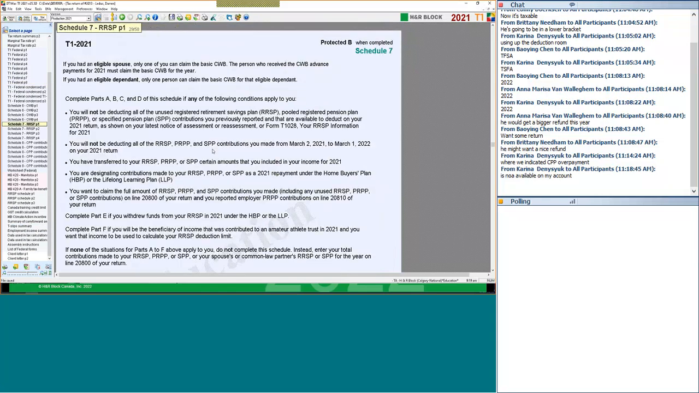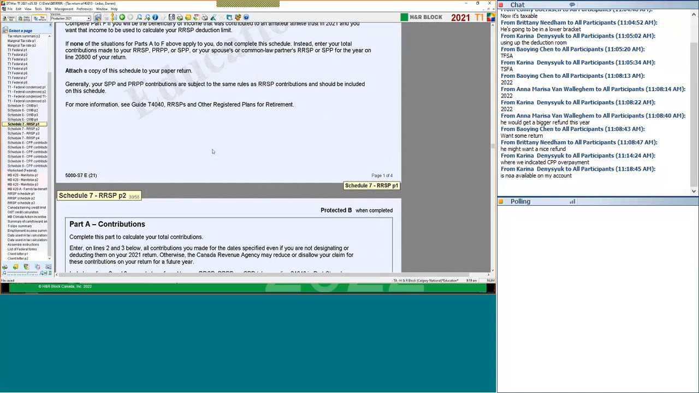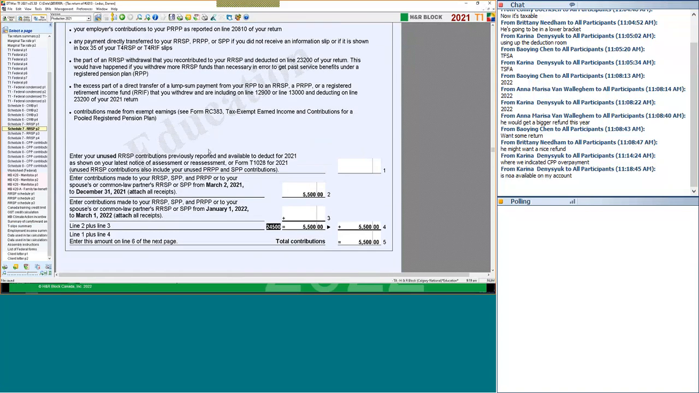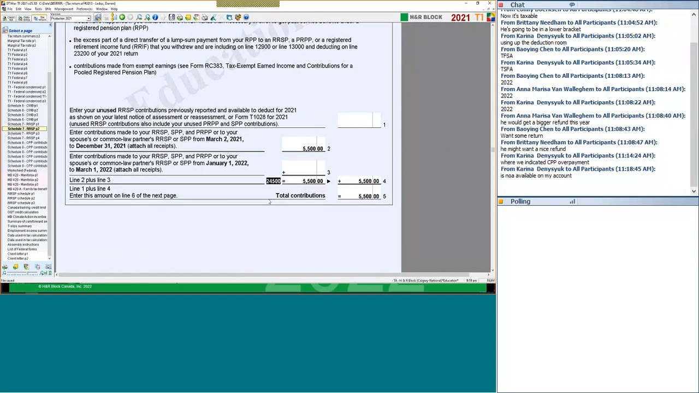Now, if I do that, it's going to change my Schedule 7. So on my Schedule 7, I'm still going to show the contributions because he still put the money in, and I want him to have undeducted contributions that he can claim next year. So I want those to show up. So I'm going to put the total contributions in the same place.